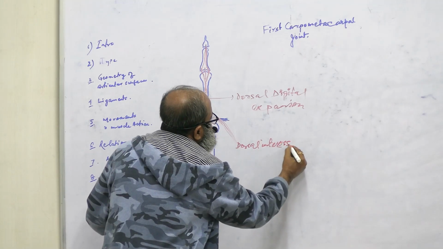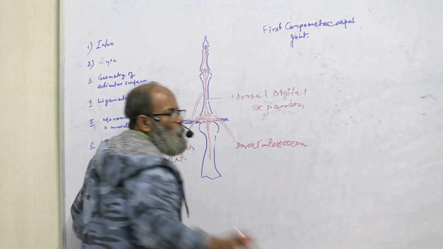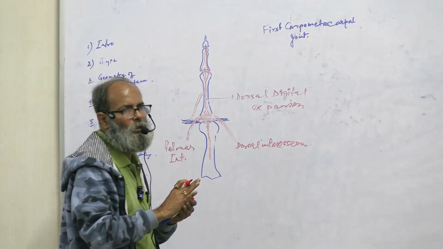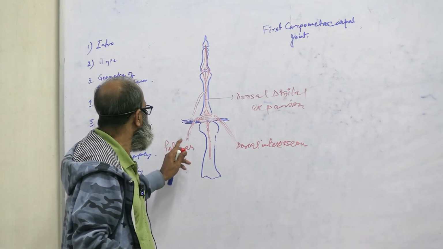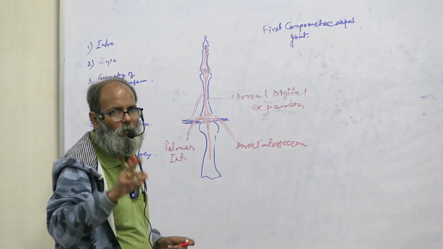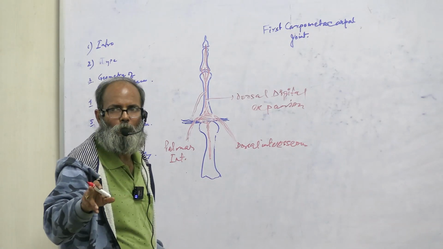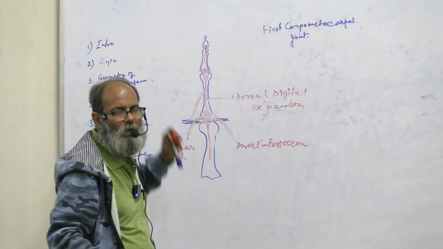Interosseous. You know there are 4 palmar interosseous and 4 dorsal interosseous. Alright. This palmar and dorsal interosseous make the proximal wing tendon for this dorsal digital expansion.